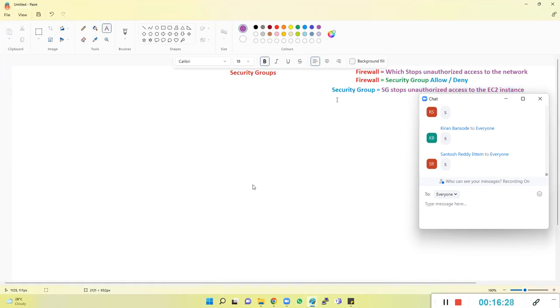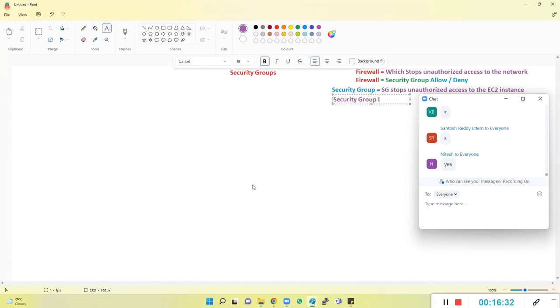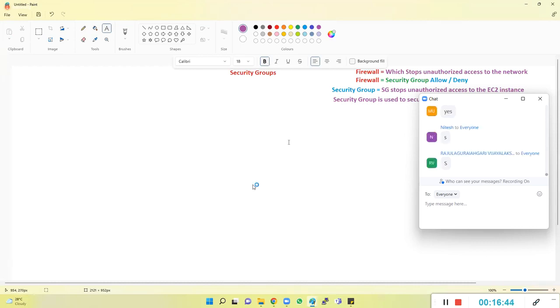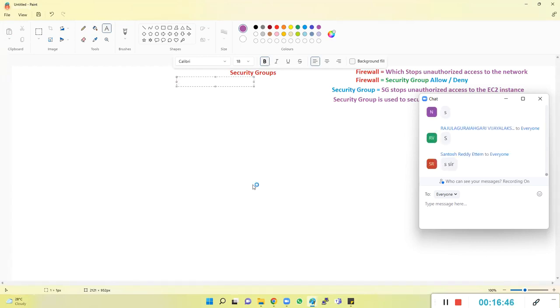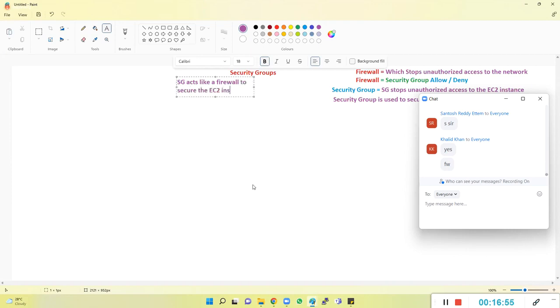So see how I'm writing all these things. So can I say that now security group is used to secure the EC2 instance? Can we say this? So can I say this security group acts like a firewall to secure the EC2 instance? This is the definition of security group. Simple, isn't it?